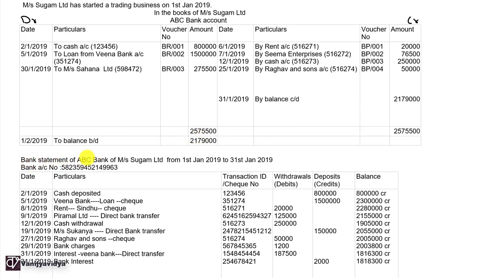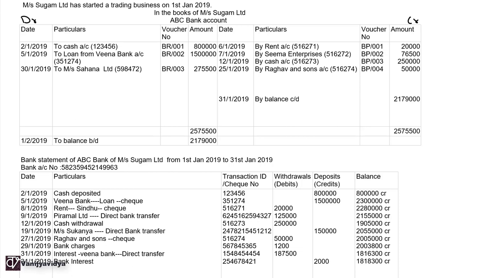Then we have bank statement of ABC Bank of Messrs. Sugam Limited from 1st Jan 2019 to 31st Jan 2019. Then we have a bank account number and we have date, particular, transaction ID or check number. Then we have withdrawals or debits, deposits or credits and balance as on that particular date. So these are the transactions which are given in the bank statement and a bank account. Now since this is a new business, there is no opening balance as on 1st Jan 2019.